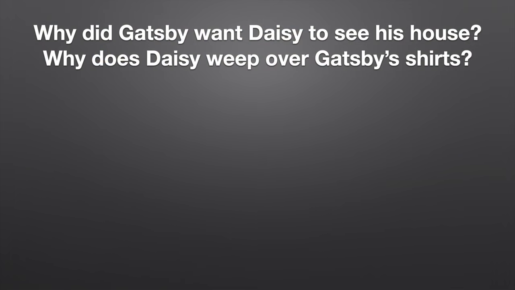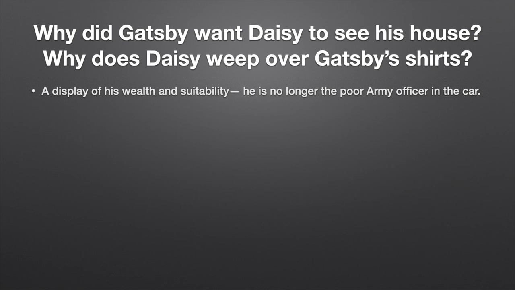So the question asks us, why did Gatsby want Daisy to see his house, and why does Daisy weep over Gatsby's shirts? And so the first question, of course, is easy to answer, right? Gatsby wants Daisy to see his house because it is a display of his wealth and suitability. It illustrates to her and to himself that he is no longer the poor army officer in the car from last chapter. He is someone who has achieved wealth and status.